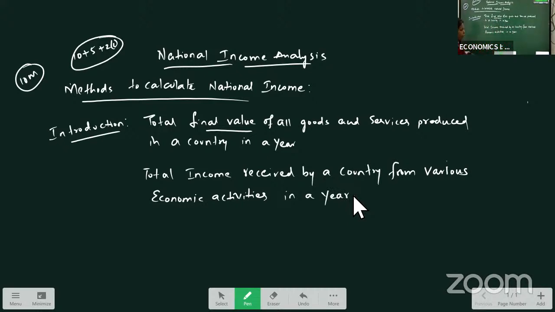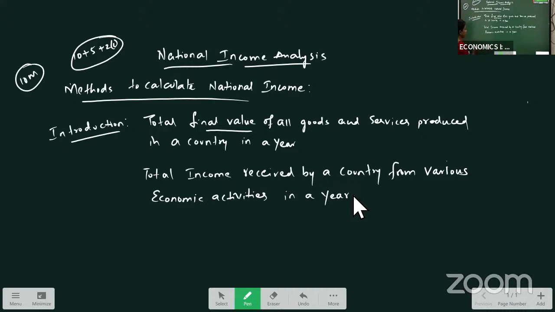So see, what is national income? National income means the total income which is earned in a country. How is the income earned in the country? By doing various economic activities. What are economic activities? Production, distribution, consumption. So when these economic activities are carried on, they will be earning some income. The total income in the country is called national income. Got this one? So this way you have to write down the introduction.